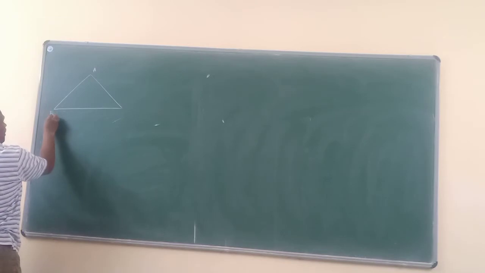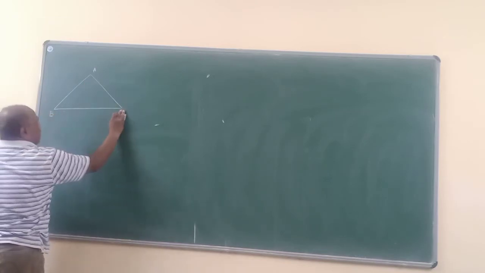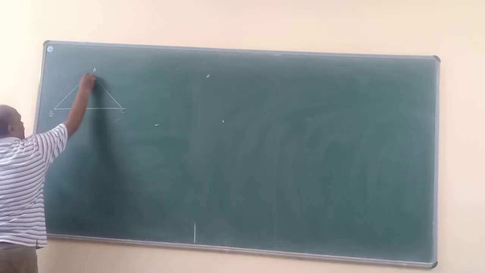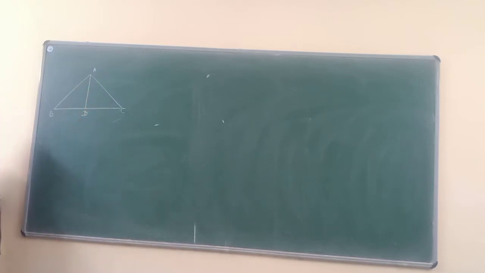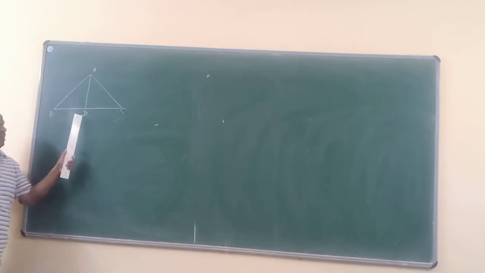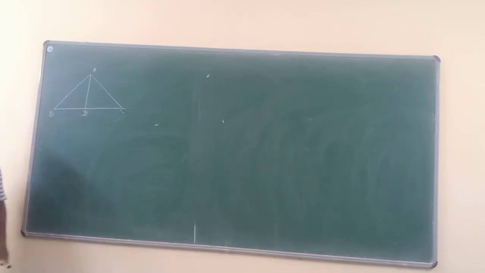ABC is one of the triangles. AD is the median. The median divides the side BC. Therefore, D is the midpoint of BC.